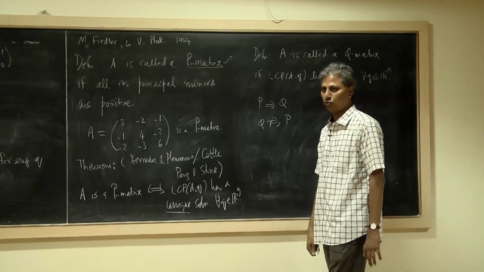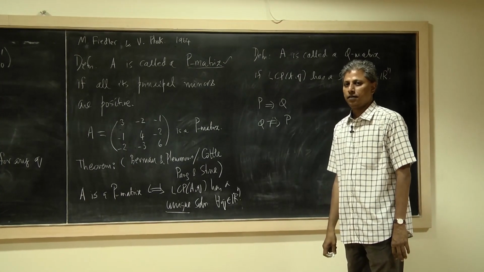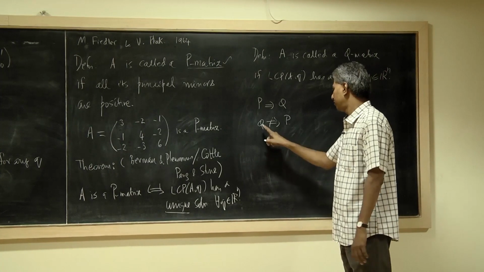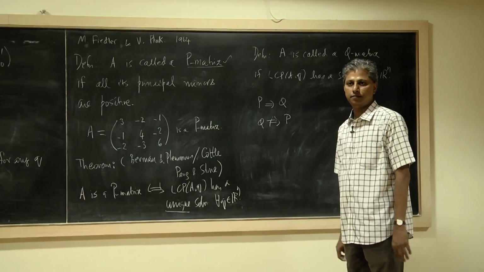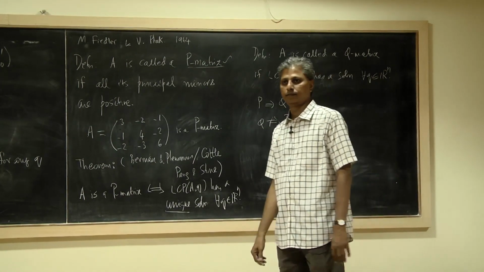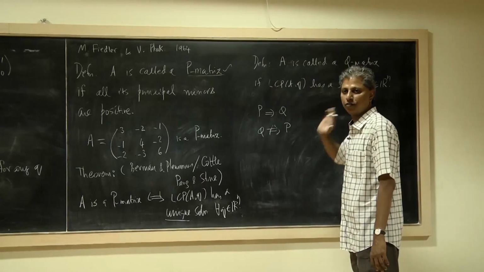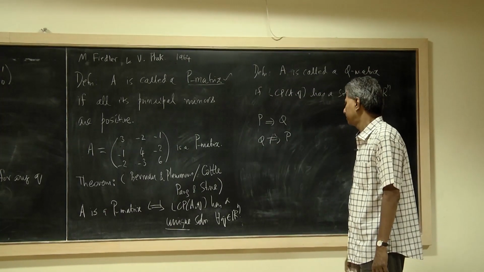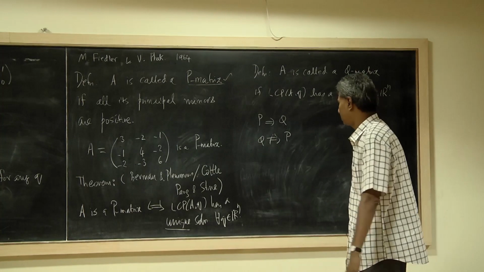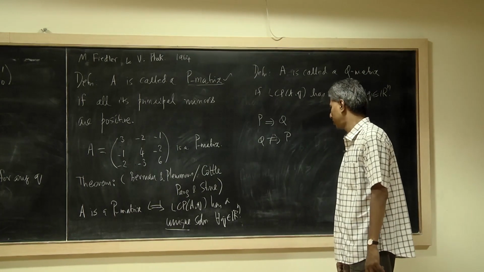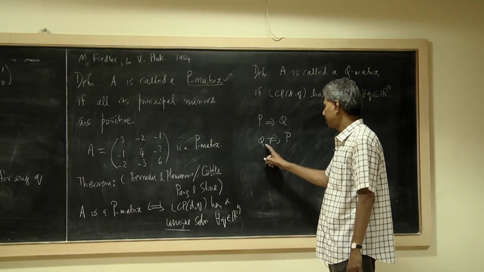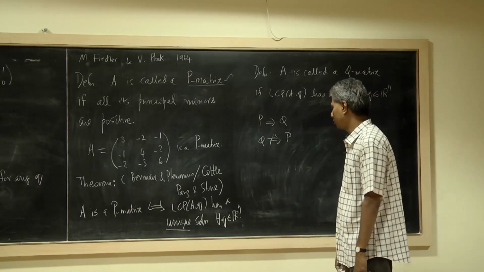Q does not imply P. But how in the first place will you verify that something is a Q matrix? It goes by this definition. How do you verify that something is a Q matrix? One of the most frequently used results to check that a matrix is a Q matrix is due to Karamardian, and it's called Karamardian theorem.